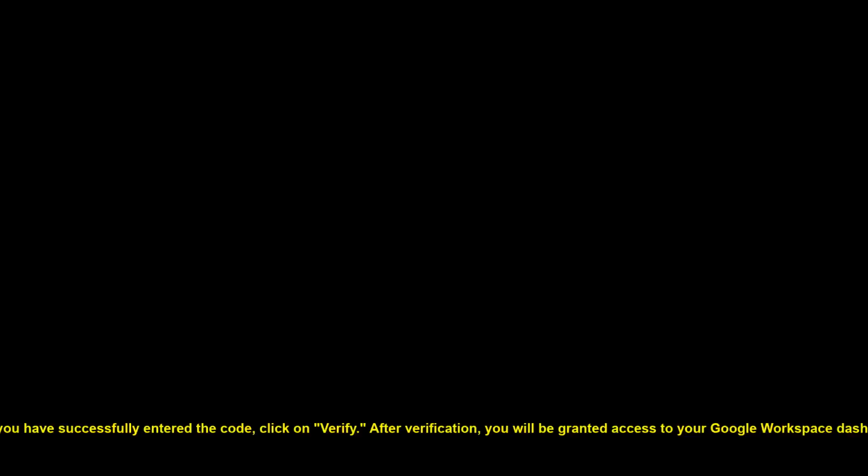If you have enabled two-factor authentication, you will need to complete that step. An authentication code will be sent to your registered device. Retrieve the code and enter it in the provided field. Once you have successfully entered the code, click on Verify. After verification, you will be granted access to your Google Workspace.